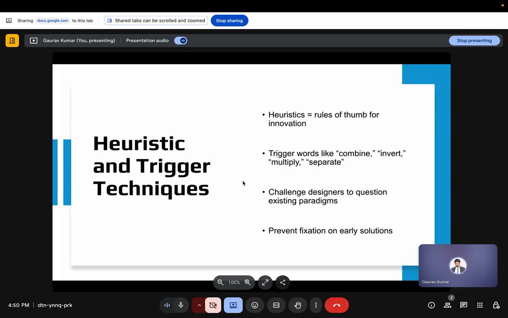The next is heuristic and trigger techniques. So heuristics are experience-based rules and new thinking: separate, combine, invert, multiply, simplify, relocate, buffer, standardize, and trigger questions: eliminate, reverse, substitute, dynamize, and shake assumptions loose.